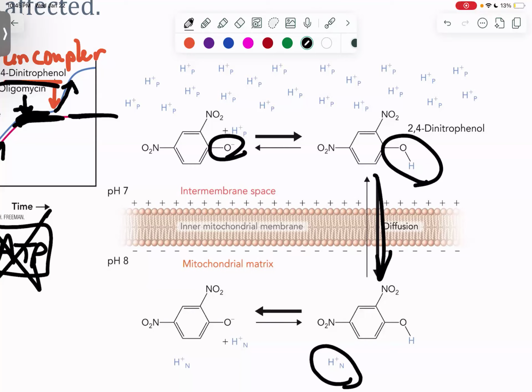It's not really a pore. It's not really a transport complex that's embedded in the membrane. It actually just picks up the proton and then diffuses. But it creates that short circuit that allows the protons back into the matrix. And yeah, not so good. Not so good if you want to survive.